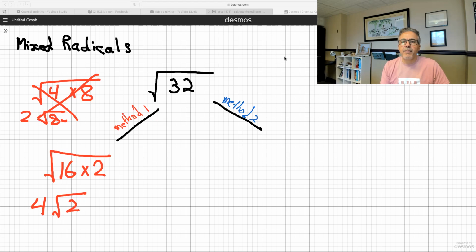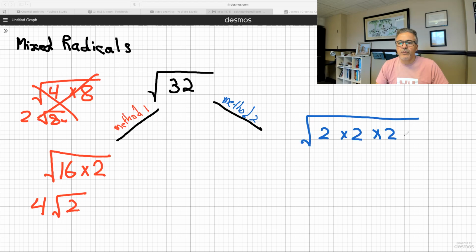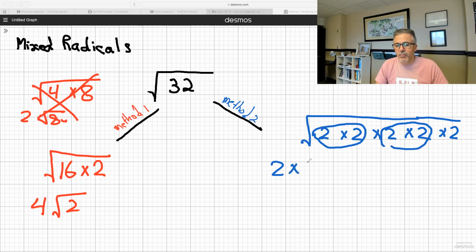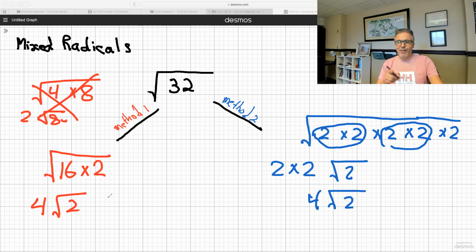The other method will be writing 32 in its prime factors. So that's 2 times 2 times 2 times 2 times 2. So that's what gives us 32. Now, this pair will give you 2 outside. Also, this pair will give you 2 outside, so you multiply these 2 here, and you don't have a pair for this last one, so that 2 just stays behind under the square root, and 2 times 2 is 4, and that's 4 root 2.